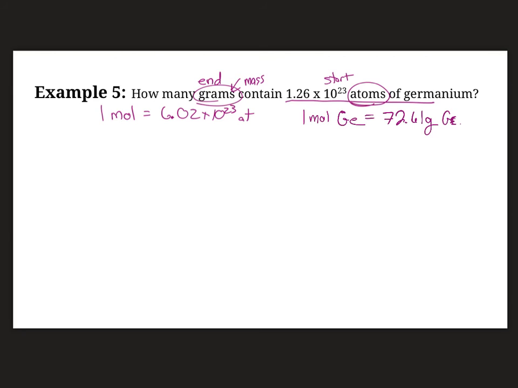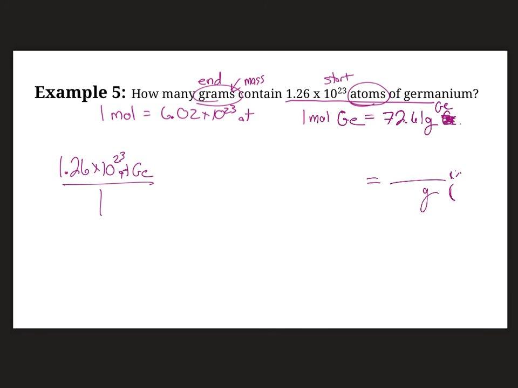That should, again, dead spot, that should say germanium. Geranium's a plant. Okay, so now I have my pieces. Now I need to put them into place. So I'm starting with the atoms: 1.26 times 10 to the 23rd atoms of germanium. All right, and I'm going to end with some sort of grams.